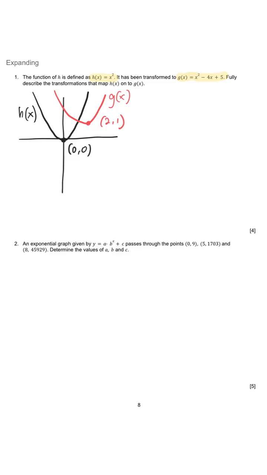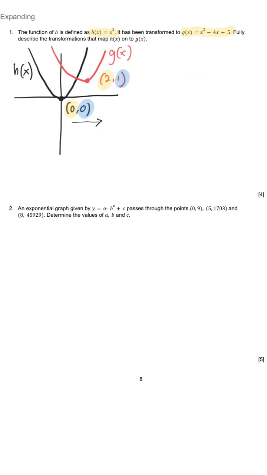It moved 2 units to the right, from 0 to 2 on the x-axis. So this is 0 and this is 2 units to the right. And from 0 to 1 is 1 unit up. So the transformation is a translation, 2 units to the right and 1 unit up.